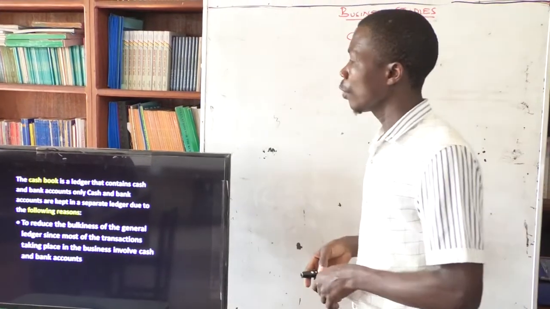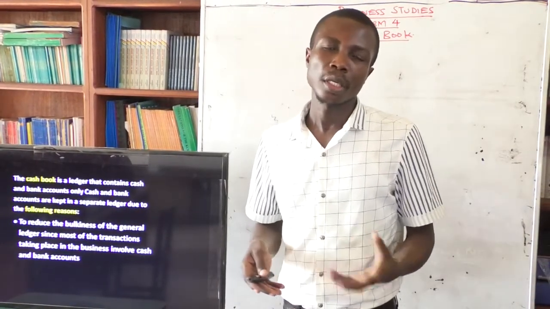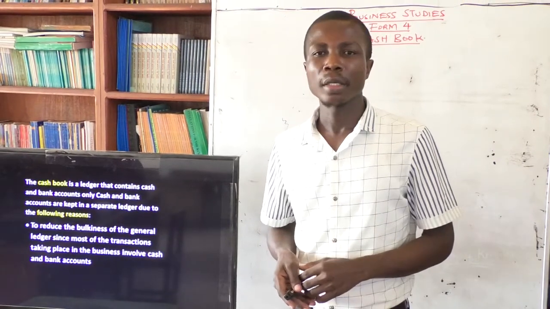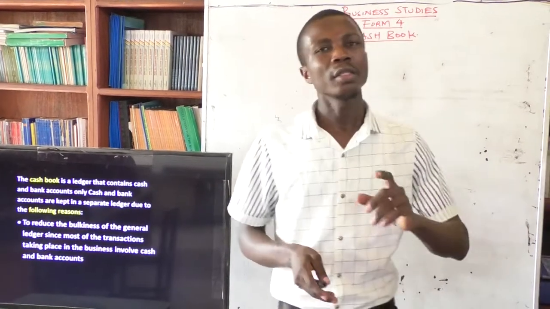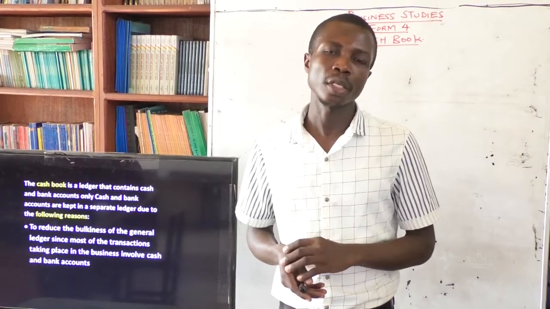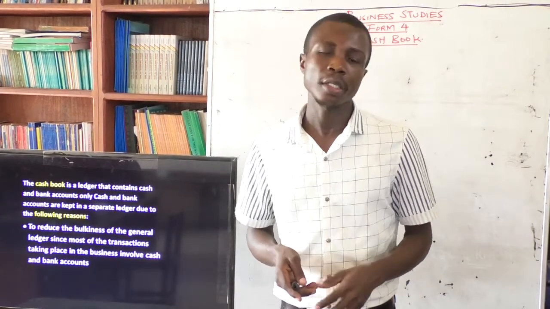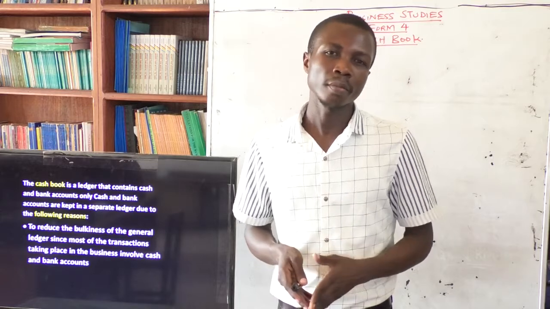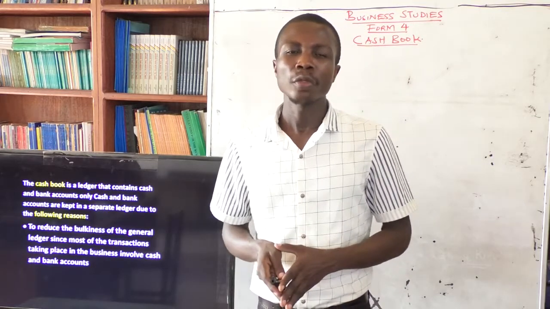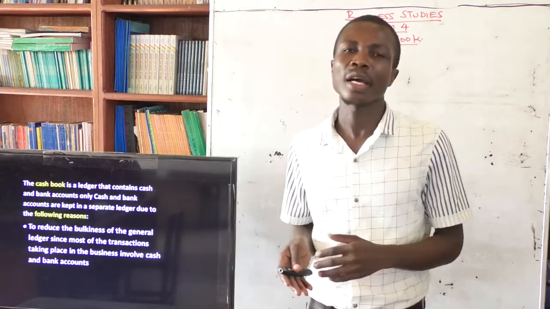So the cash book is just a ledger that contains cash transactions, either cash or bank. It is a book in which transactions involving cash or cheque are recorded. That's what a cash book is. It's not only receiving cash, but also using cash, or payments. And we always have two sides in the cash book: DR and CR.